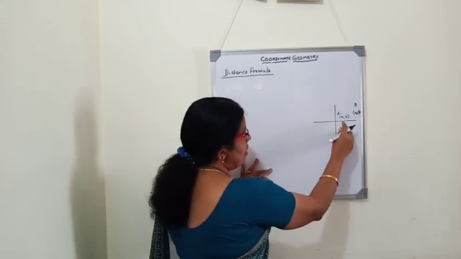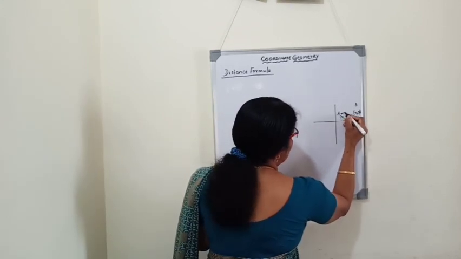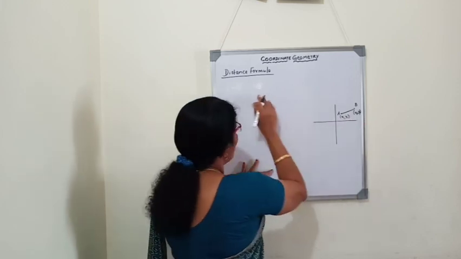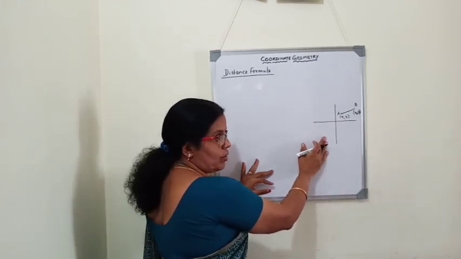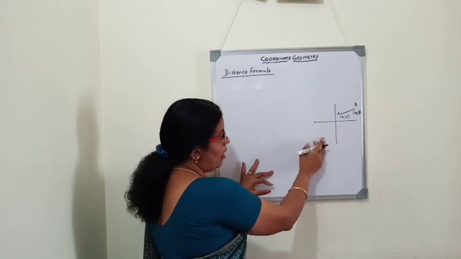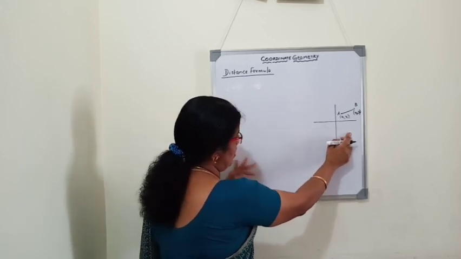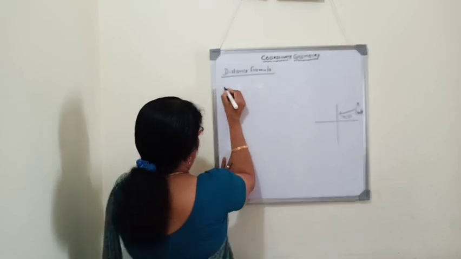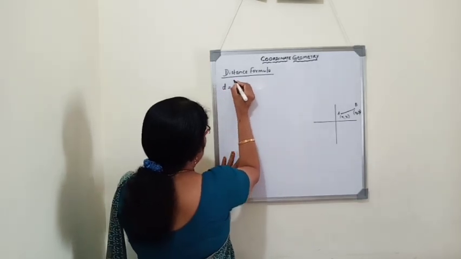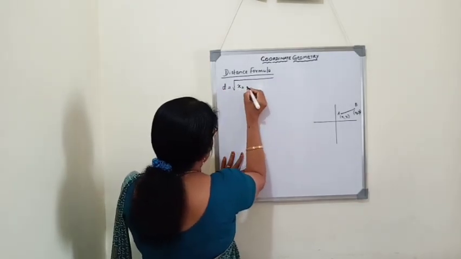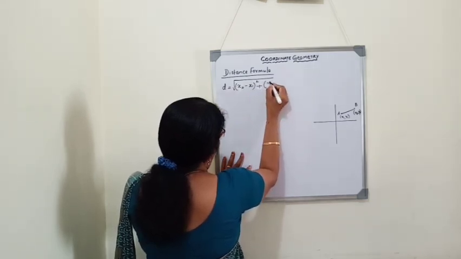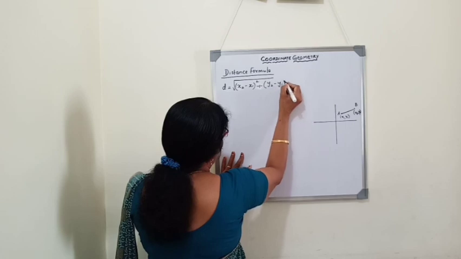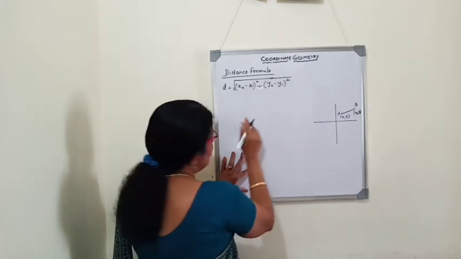To find the distance between A and B, how can we find it out? I already told you, here we are not using any theorems or proof. Directly we are applying an algebraic formula and finding the distance. So, the distance formula is D equals square root of (x2 minus x1) the whole square plus (y2 minus y1) the whole square.